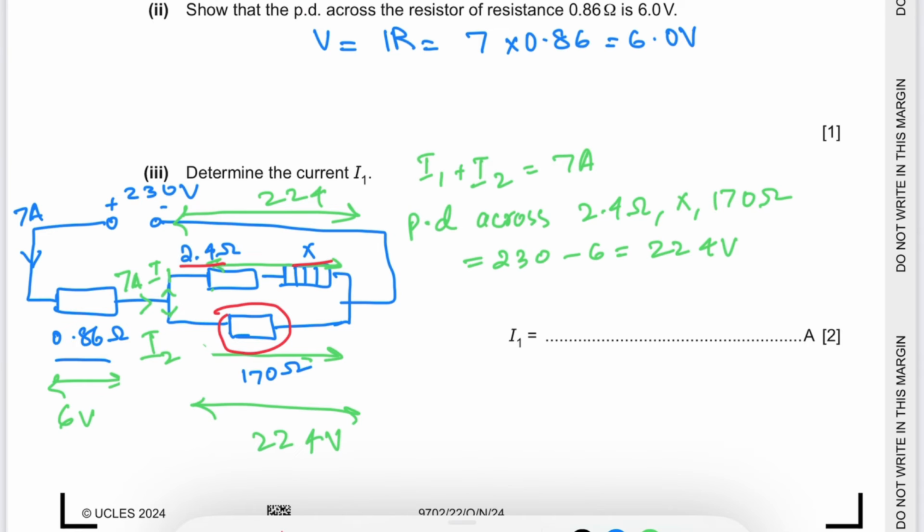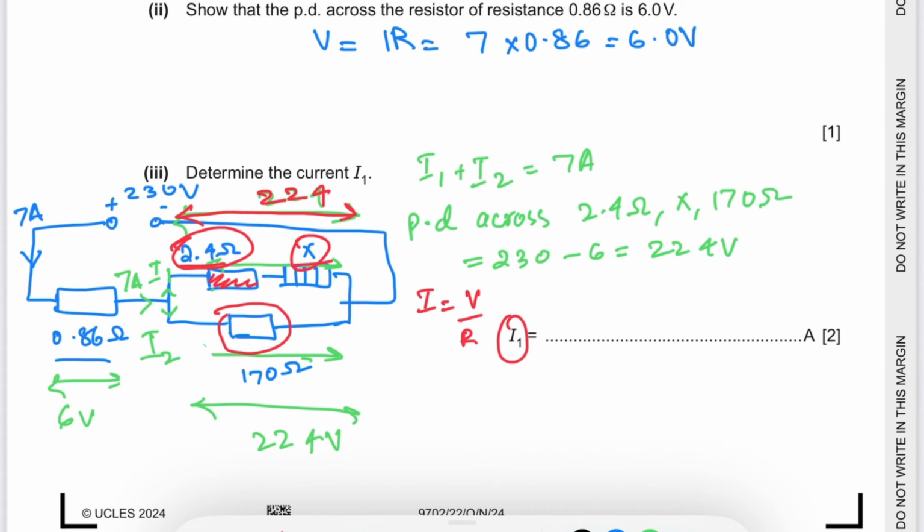If you want to find the current in the 2.4 ohm resistor, you would ideally have the voltage across it and then the resistance. Even though we know that 224 volts of potential difference is available across the entire branch, we don't know what proportion of that is across only the 2.4 ohm resistor, since it's going to be split with the heater as well. So we can't use this formula directly.